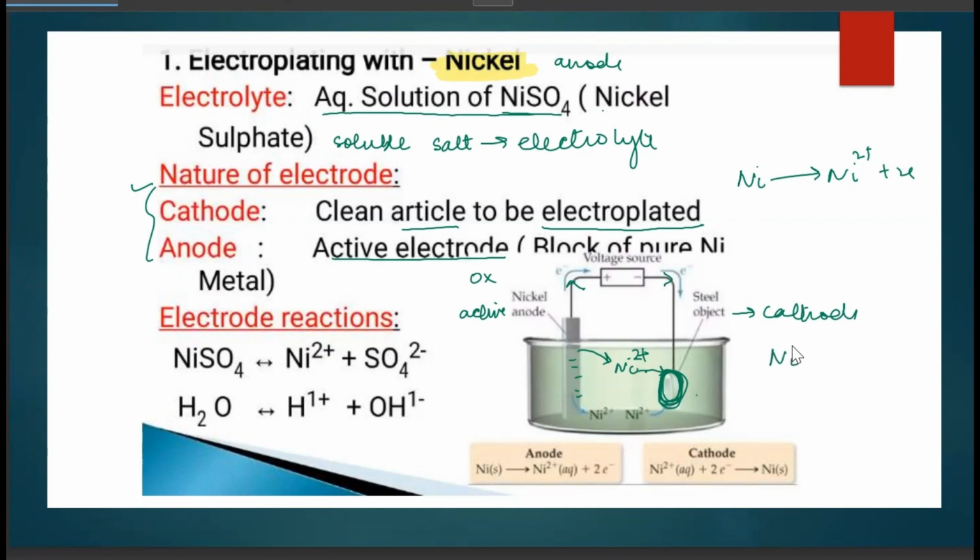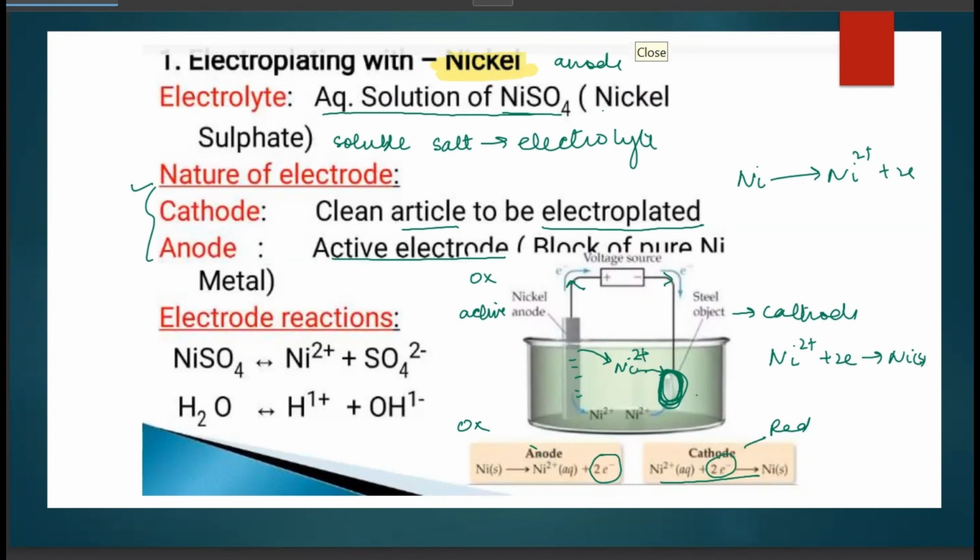Cathode पे क्या हो रहा है? यही nickel ions जो हैं, they will be grabbing the electrons, and they'll be forming nickel, which will be deposited in the solid form. So at the cathode, reduction is taking place because two electrons are grabbed. At the anode, oxidation will take place because the electrons have been lost. So this is basically the prime mechanism behind electroplating.